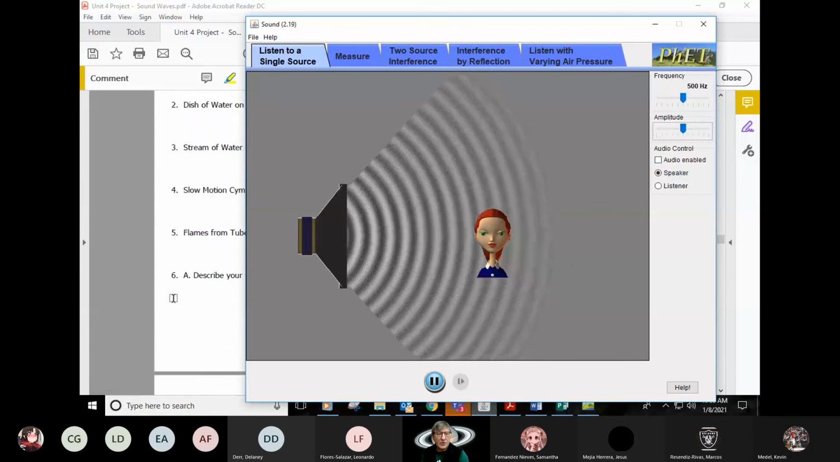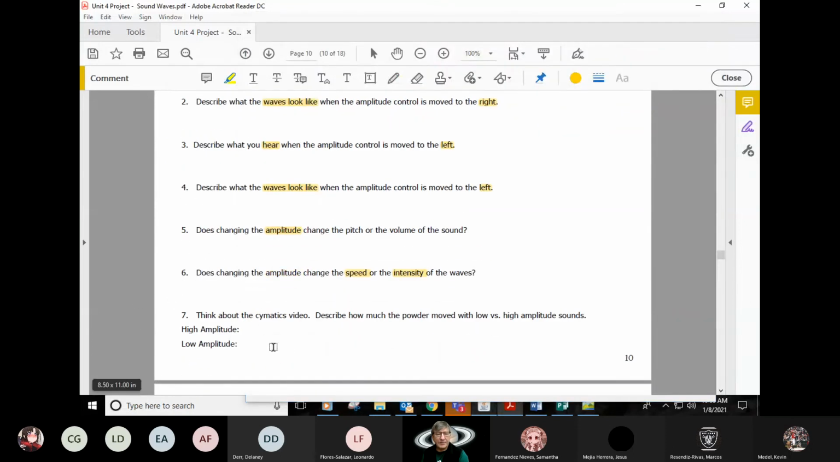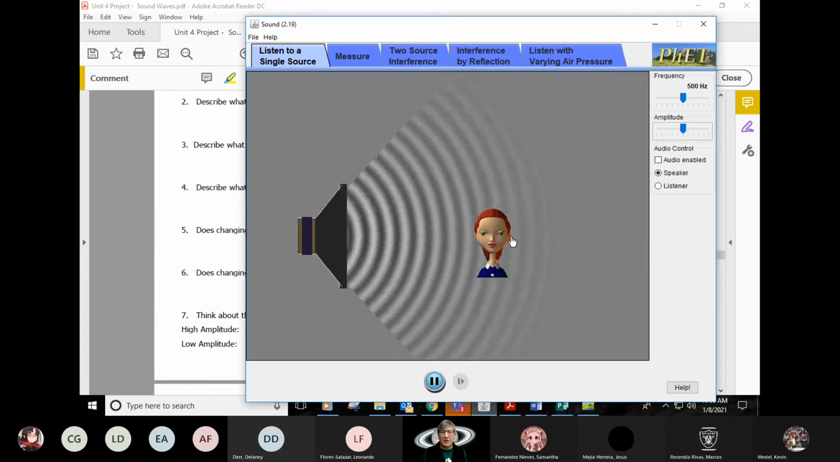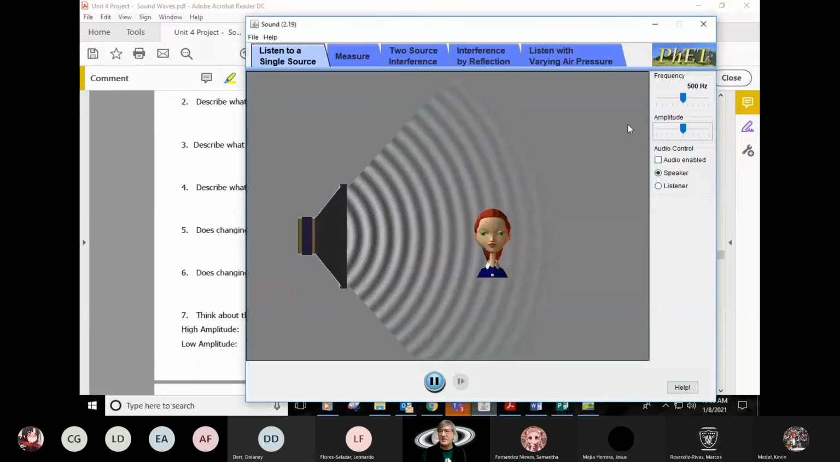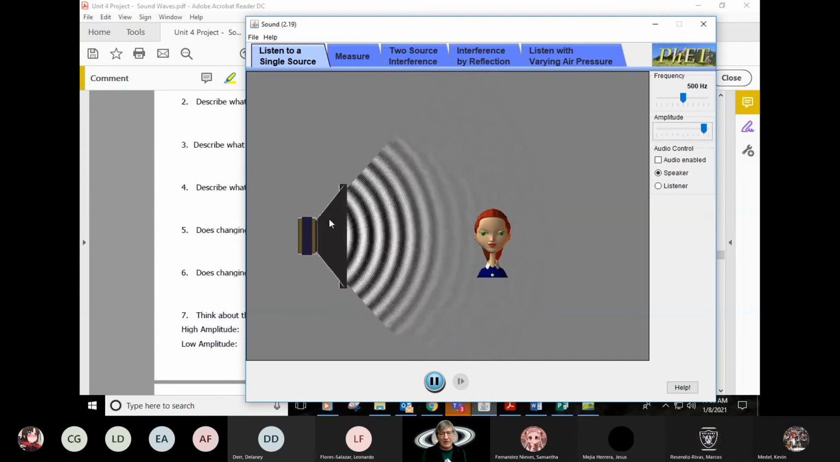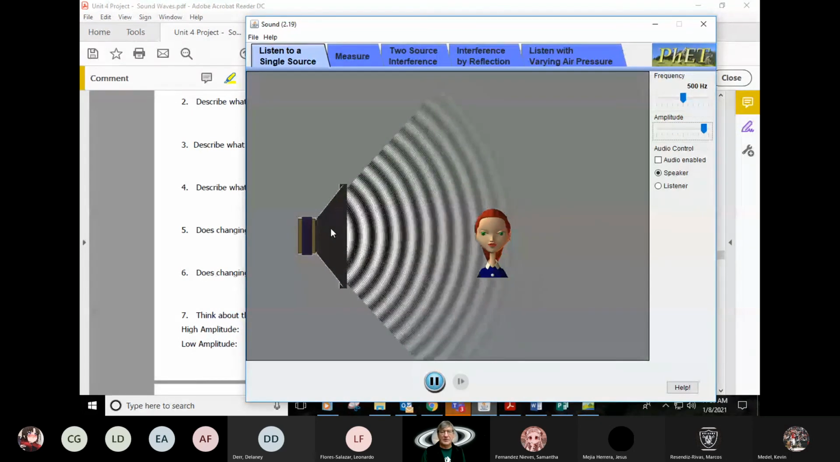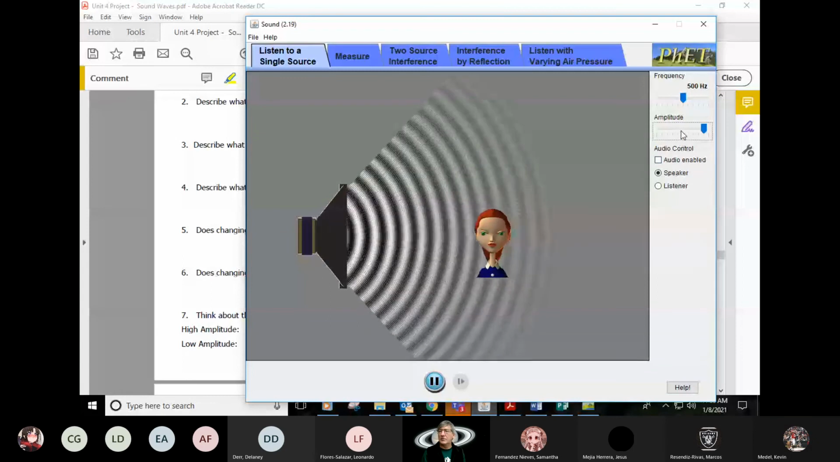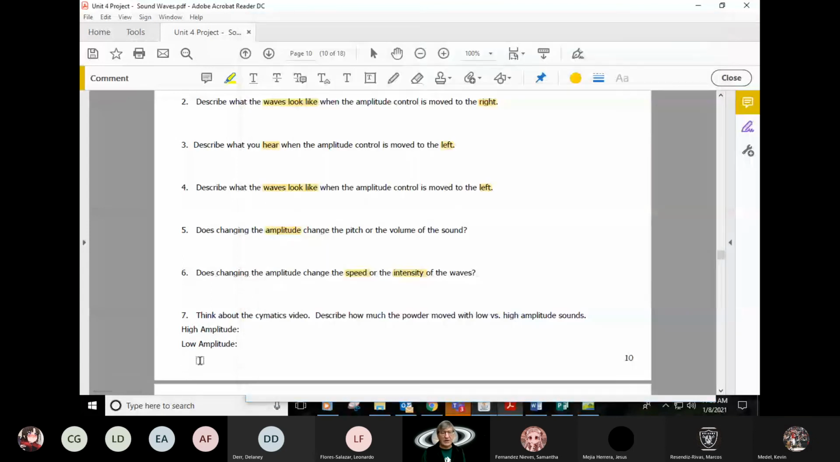So going back to question 7, how much did the powder move with a low and a high amplitude sound? You can kind of imagine it for yourself. If this speaker was laying flat and the sound was going up towards the ceiling at a low amplitude, will the powder bounce around very much? At a high amplitude, will the powder bounce around very much? That's what I'm driving at there.